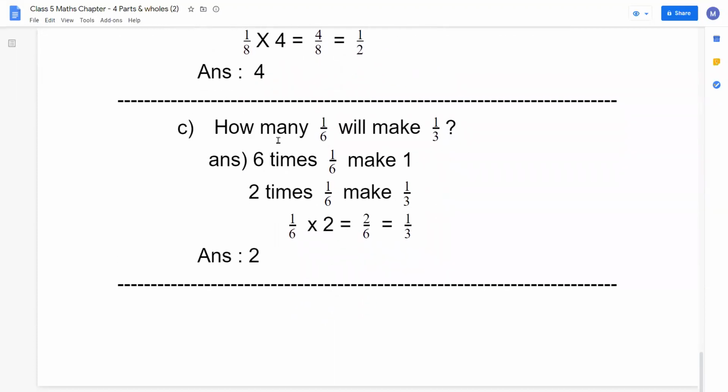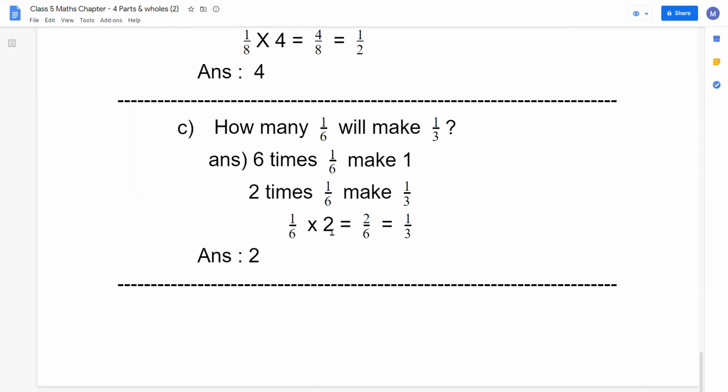Now the last question, how many 1 by 6 will make 1 by 3? Here the first fraction is 1 by 6. That is, the whole thing is divided into 6 equal parts. So 6 times 1 by 6 will make 1. And we have to make 1 by 3. What is 1/3 of 6? 1/3 of 6 means 6 is divided into 3 equal parts. So each part will be 2, 2, 2. So 1/3 of 6 will be 2. So 2 times of 1 by 6 will make 1 by 3.